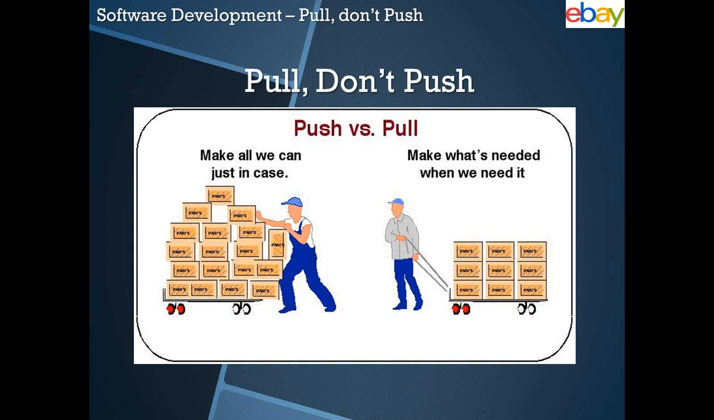So we want you to understand the concept of pull before we go more into Kanban. What it does is focus on what you need and make what's needed when we need it, so that we can deliver much quicker in an Agile mode. And also, if we need to fail, we'll fail faster.